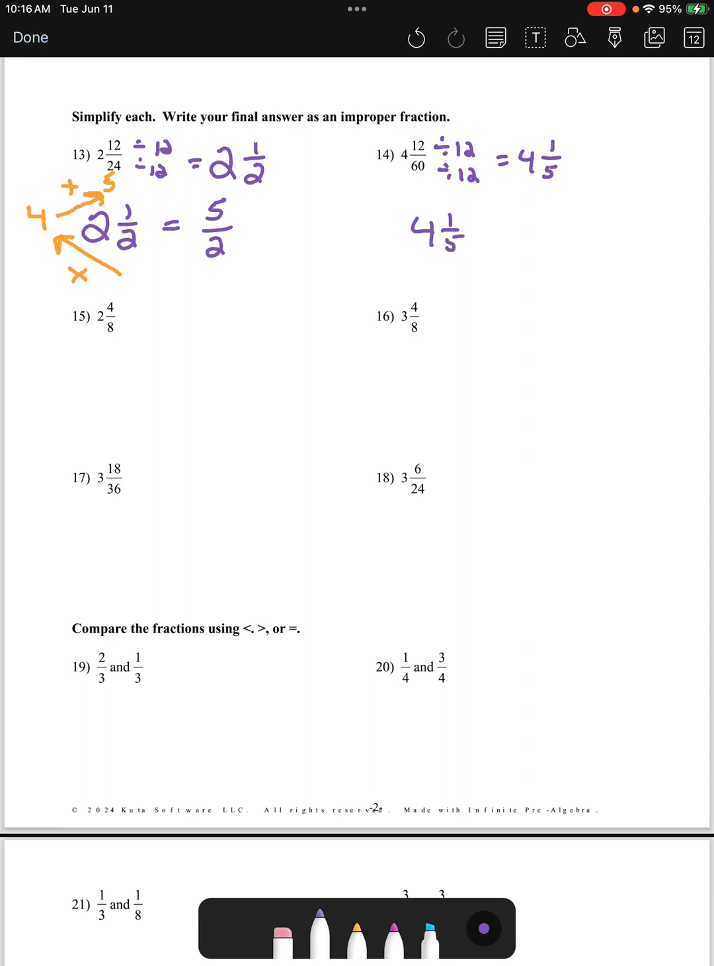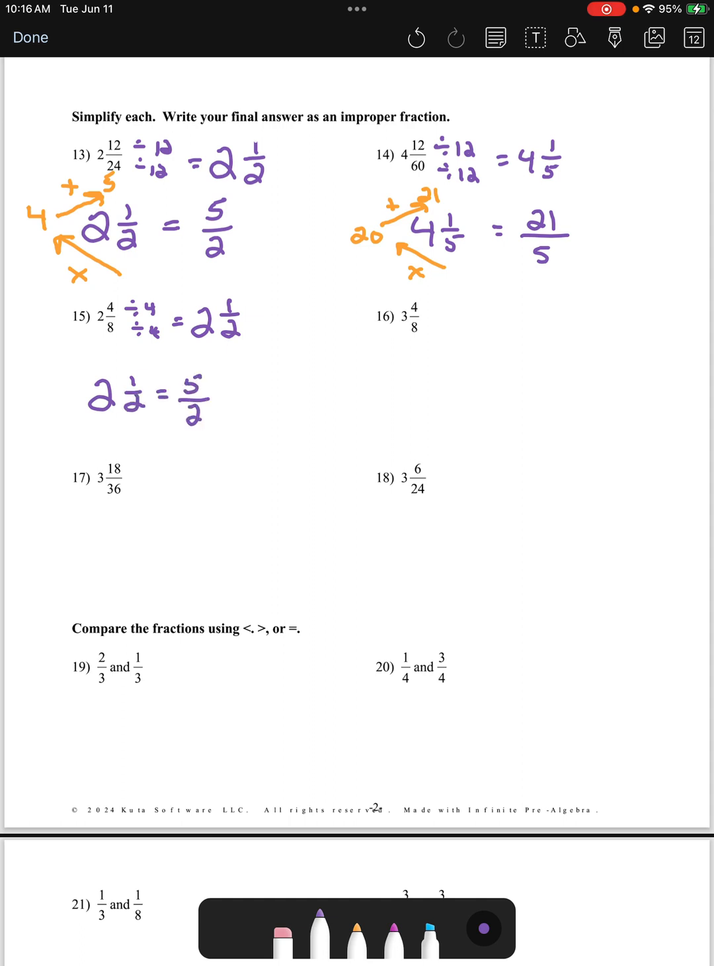And number 14, both 12 and 60 can divide by 12, giving us 4 and 1/5. When we convert this, 5 times 4 is 20. 20 plus 1 is 21. So we get 21/5. Denominator doesn't change, only the numerator.